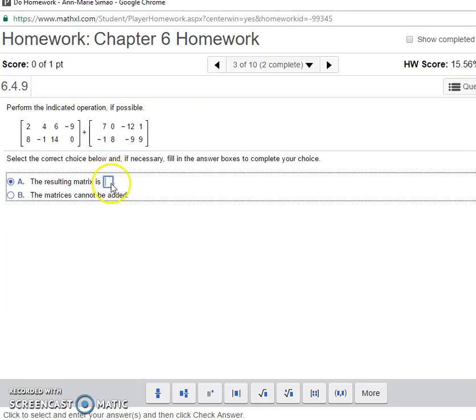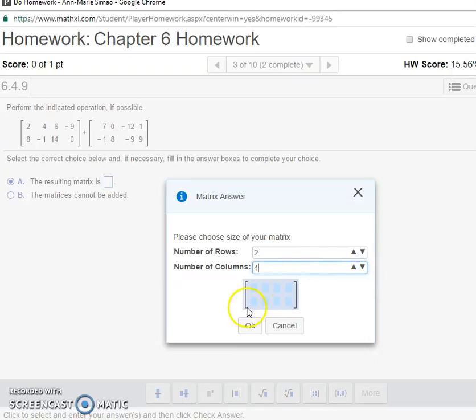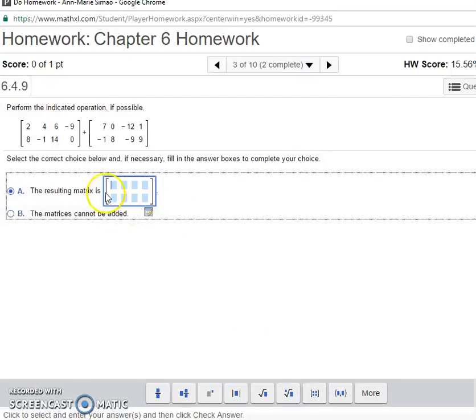What you're going to need to do, click in the box and you're going to see this blue come up on the bottom. You are then going to choose the one that looks like a matrix. You see how it says matrix? Click on that. We need 2 rows by, and I'm going to increase this up to get 4 columns. And then we're going to add across.